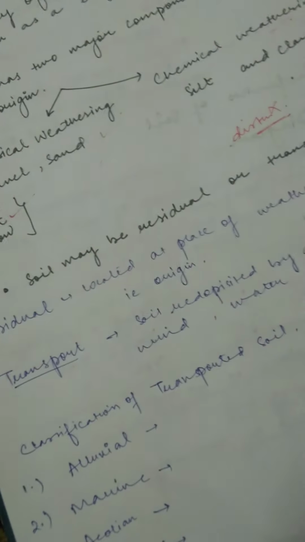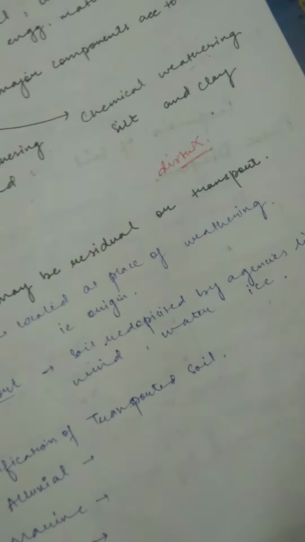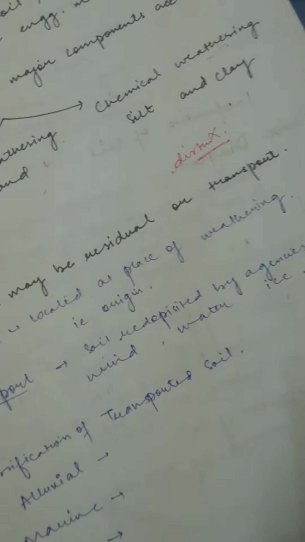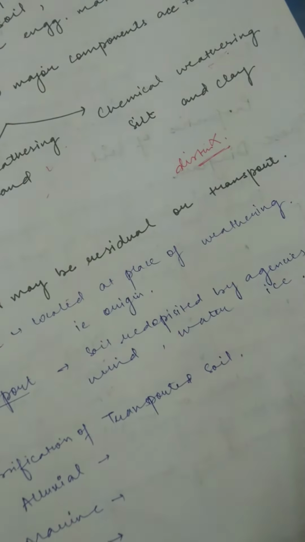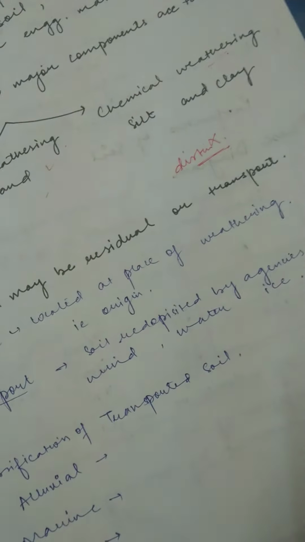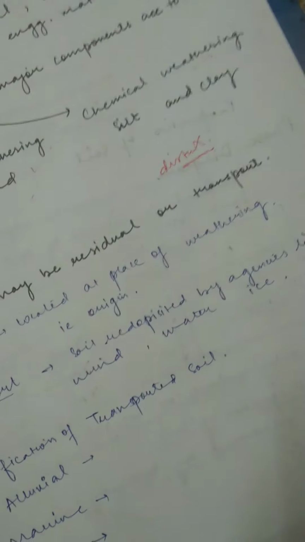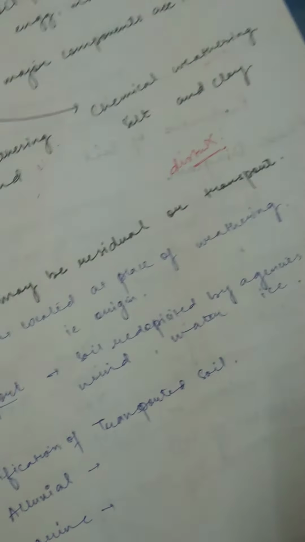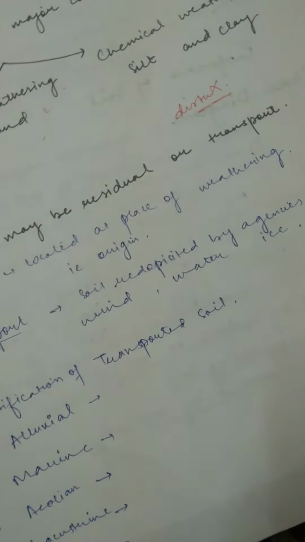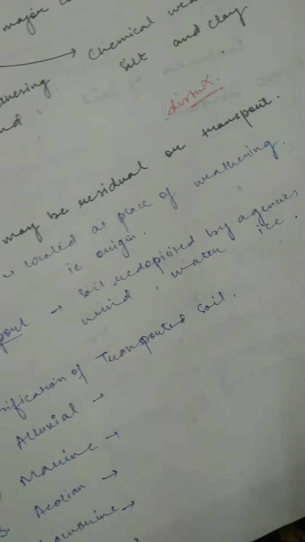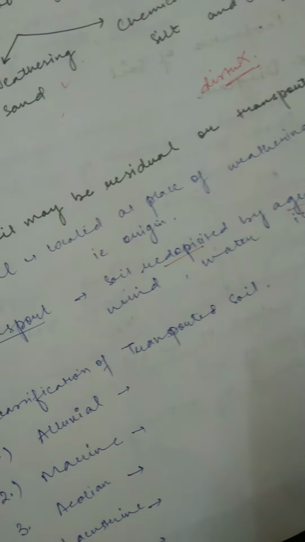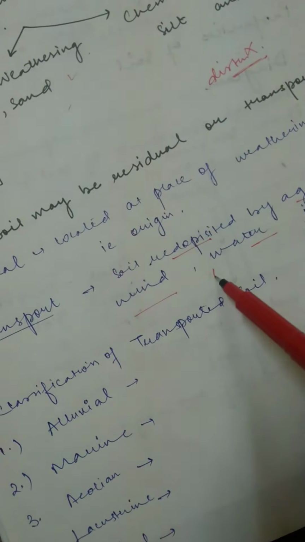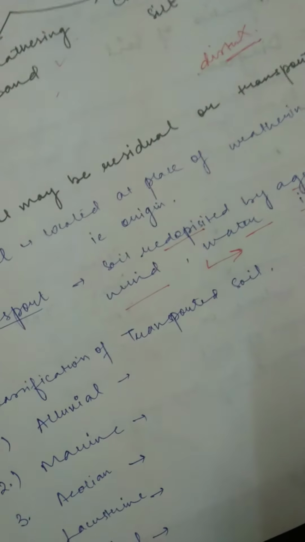Residual soil means it is located at the place of weathering or origin. You could understand it in a way that the soil that stays at its own place, where the parent rock is formed, when it stays over there only, is known as residual soil. Whereas when the soil gets redeposited by agencies like wind, water, ice, that is, it is transported from one place to another, then it is known as transported soil.